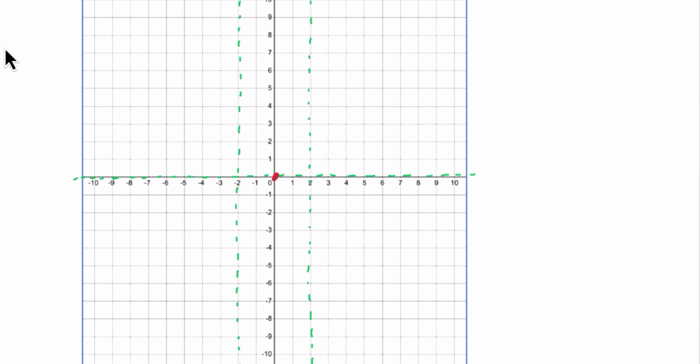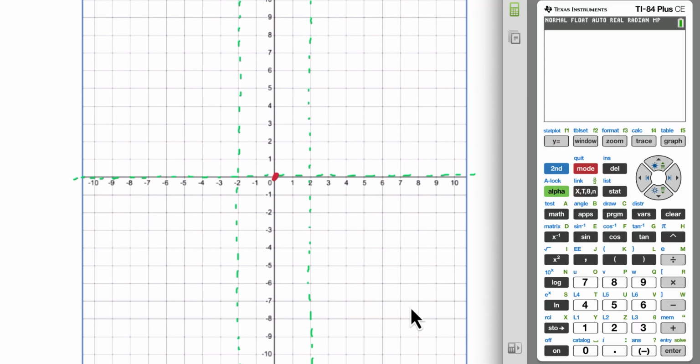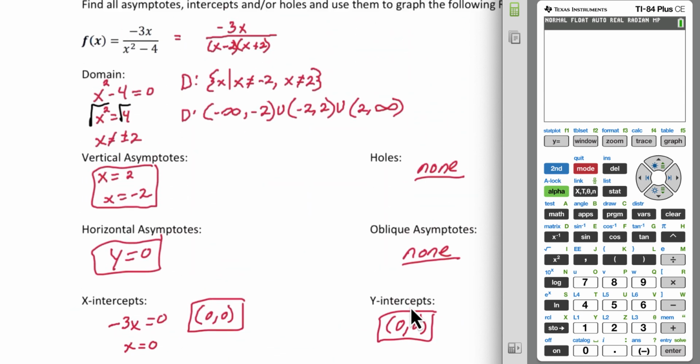If we wanted to algebraically find more points, we would have to individually plug in some points. So plug in negative 1 to the function, see what it spits out. Plug in positive 1 to the function and see what it returns, and so on. We would also do that to the right and to the left of those asymptotes. Let's use the calculator to figure out where those values are.